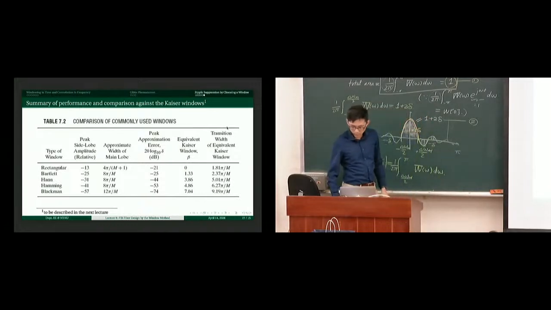Please pay attention to this table. So I think that's about it. That's about the last page I want to show in this lecture.